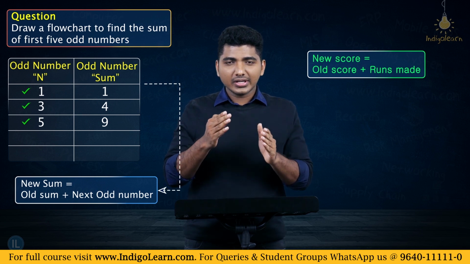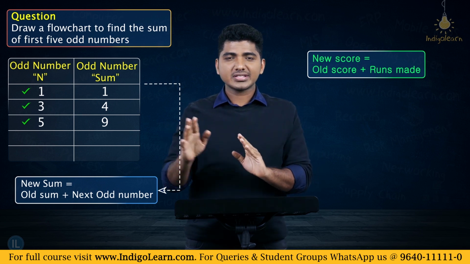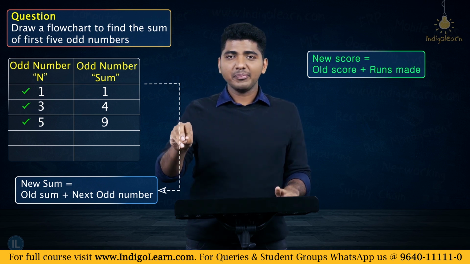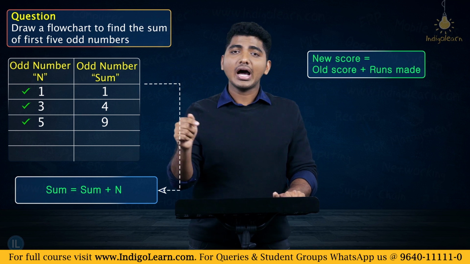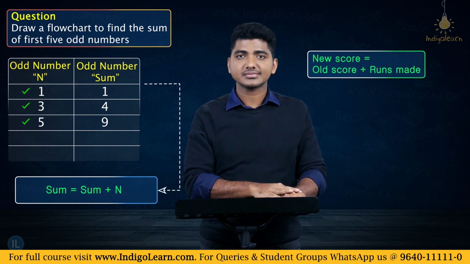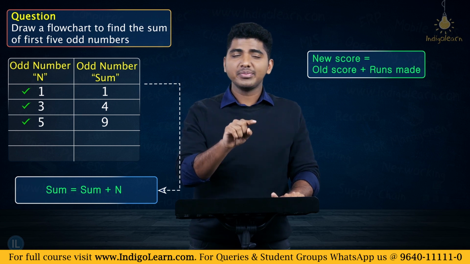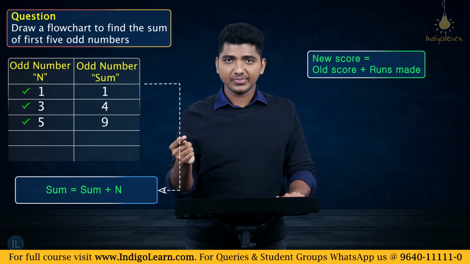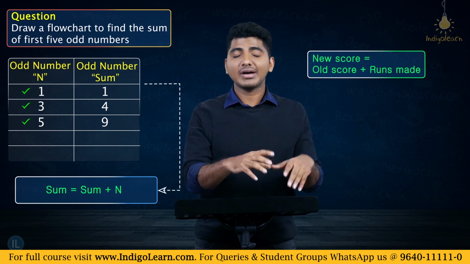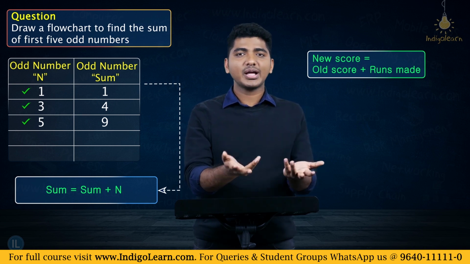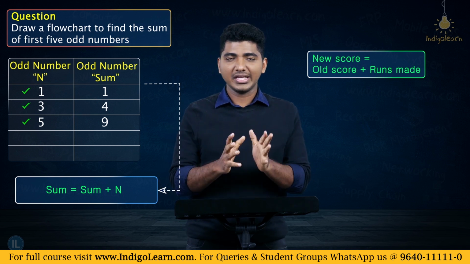If I want to make this formula still smaller, rather than calling it old sum and new sum, I will simply say sum is equal to sum plus n. Now you shouldn't be confused. How can sum be sum plus n? Remember we said what a variable is? A variable means the value can change. Five minutes back the value of sum was different, and after five minutes the value of sum is different. It is still possible. We discussed this when we were discussing variables.